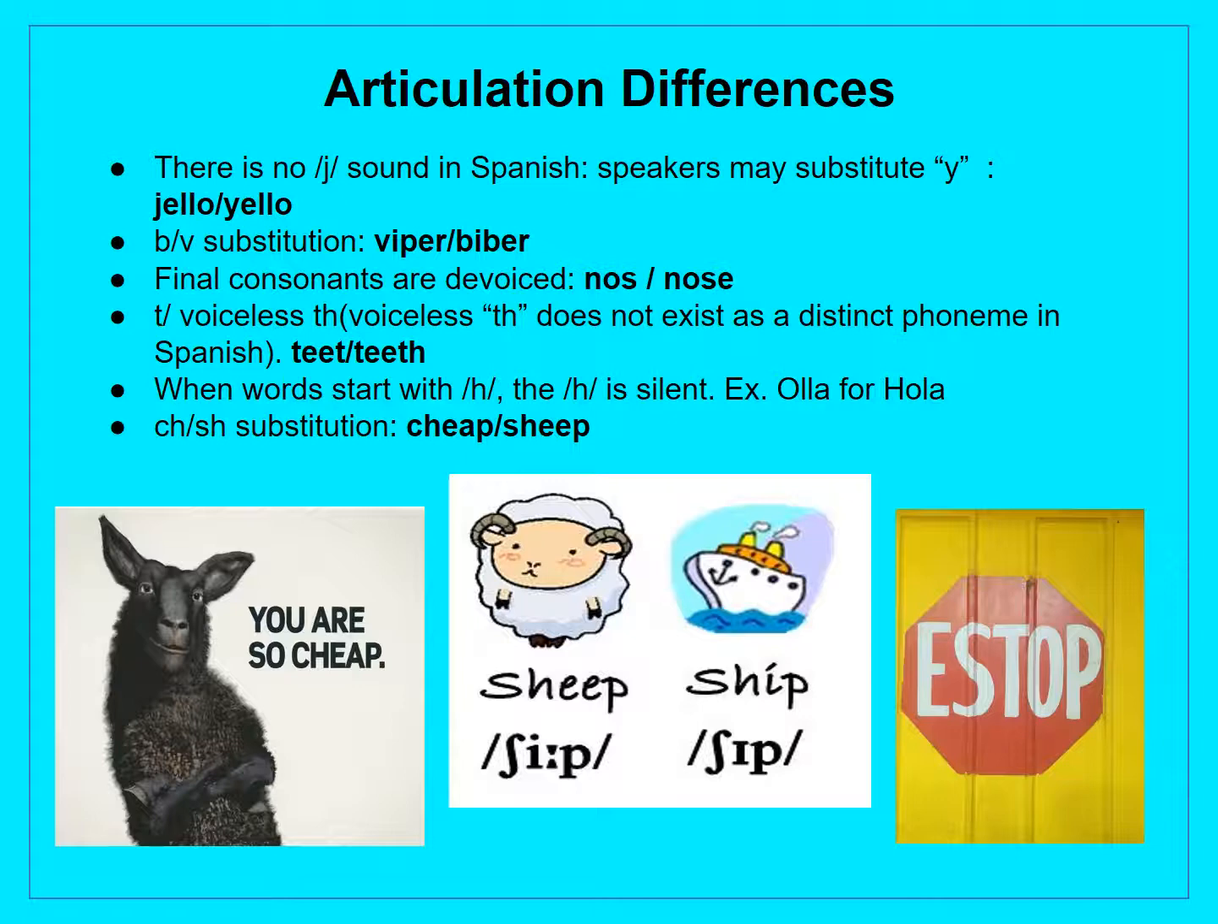CH, SH substitution. In English, these two are different phonemes, whereas in Spanish, speakers may use them often without changing the word meaning. An example of this would be, in Spanish, chip, and in English we would call them sheep.